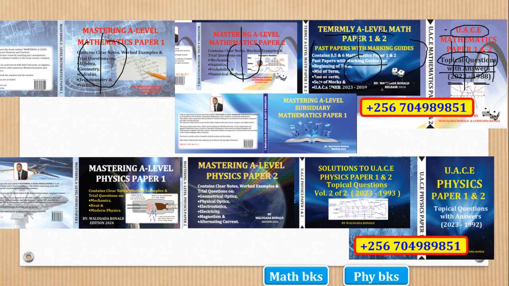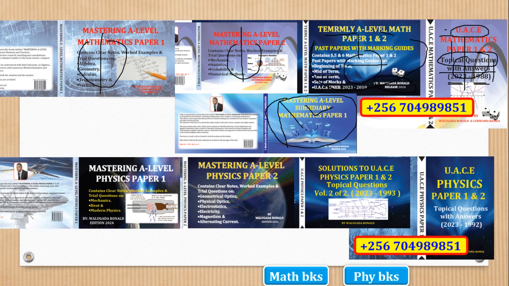We release this book every year. This is the release of 2024, meaning that it has papers for the year 2023. So those who will be in Senior 5 next year, we shall have a release of 2025, which will have papers of 2024. That's how this book is done. So it is updated every year. For those who do subsidiary mathematics, all the notes and timely past papers and UNEB past papers are in one book, and this is the only book you need to buy.